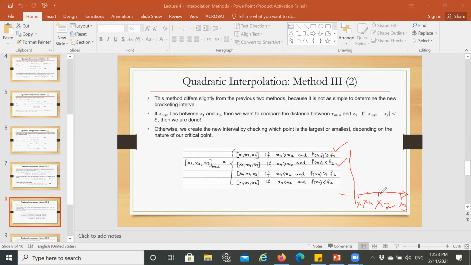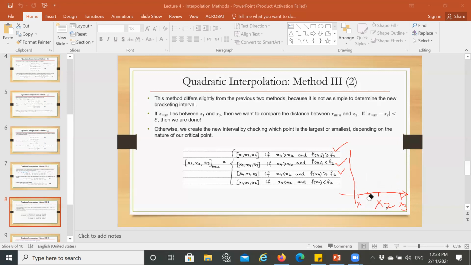And that is if x4 is less than x2 and the functional value of x4 is greater than x2. So obviously it is something like this. So x4 is greater than x2. So therefore we can discard this guy and our new points would be x4, x2, and x3. Okay, and we put it in our equation on slide 7 and we iterate over it. So that's case 3.